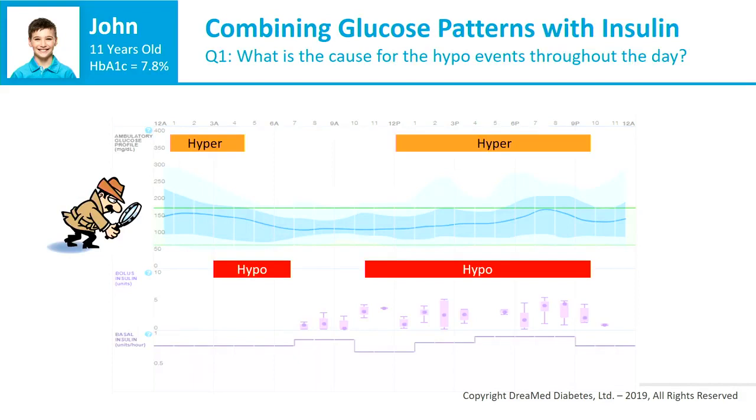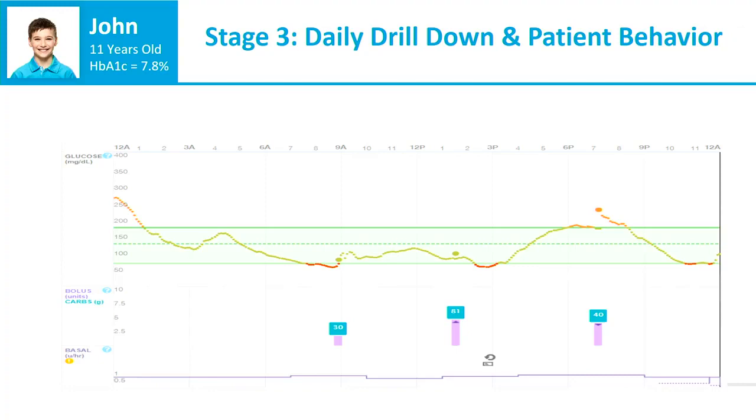Then the question that the algorithm asks itself is, what are the causes for the hypoglycemic events throughout the day? Is there anything that relates to the differentiation between basal and bolus, specifically about the hyper around noontime, because this is a time where the patient is awake and active, and also what are the causes of the hyper. When the advisor is looking at the daily data, like we said, stage number 3, it tries to find the causes for these patterns.